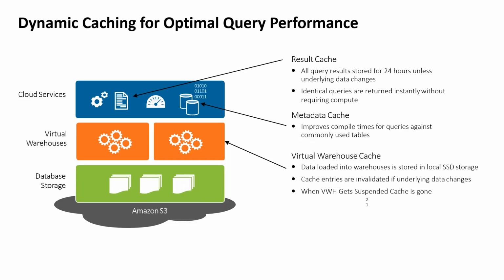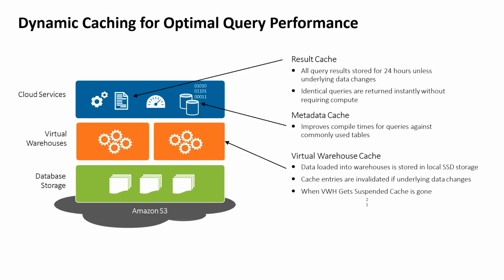For example, report warehouse. If I am using report warehouse and you are using report warehouse, and we are executing similar queries, and the warehouse has already cached data from the table, it serves you from the cache, which is much faster. So that is called the virtual warehouse cache.